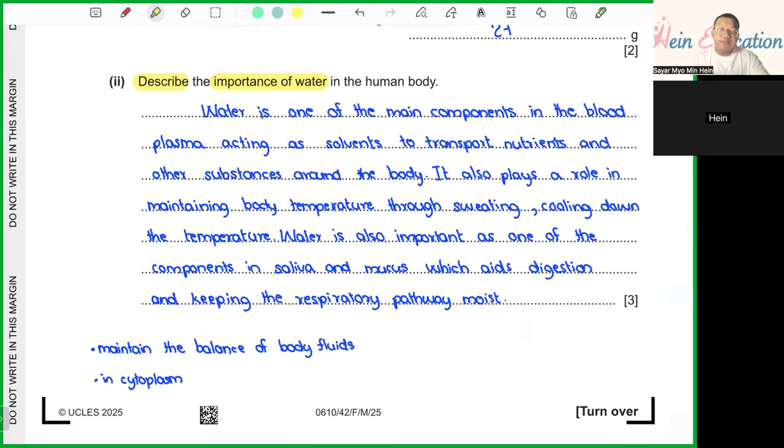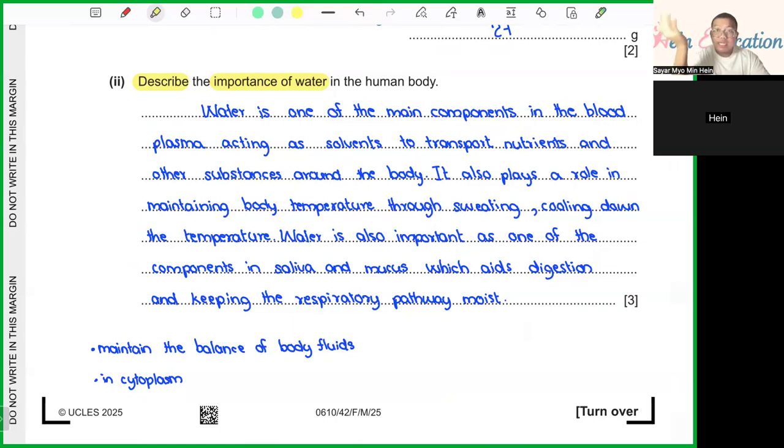So we learned that the importance of water, or the properties of water, are as a reactant, solvent, coolant, transport, everything. But overall, in the human body, when I think about water, the first thing that came to my mind is as a solvent in the blood plasma, transporting and carrying nutrients and other soluble substances around the body. And it also acts as a coolant, as in the sweating mechanism where water is involved. It is also a component of saliva and mucus, which helps in digestion as well as keeping our respiratory pathway moist.